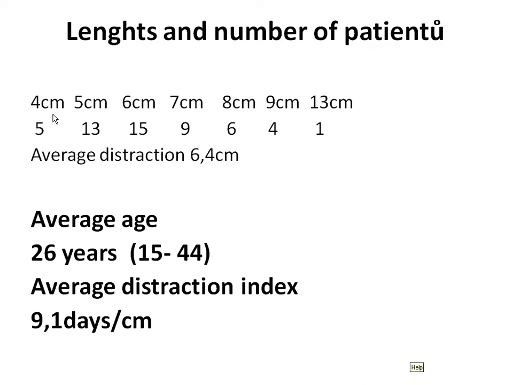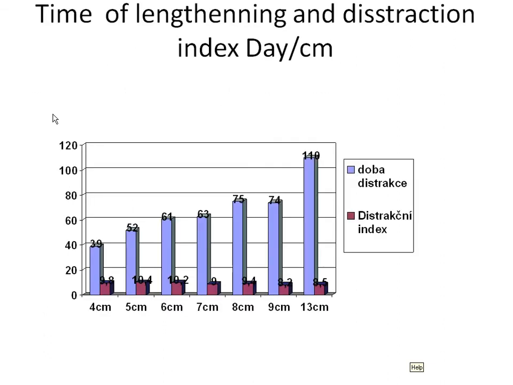One was a fracture of the nail, and one was a bending of the nail, where the patient had a car accident. The lengthening was mainly 6 to 7 centimeters, but we have also lengthened one patient 13 centimeters. Average distraction was 6.4 centimeters, as I have mentioned already. Average age was 26 years. We lengthened the oldest patient at 45 years. And average distraction index was 9.1 days, so we reached 1 centimeter in 10 days.